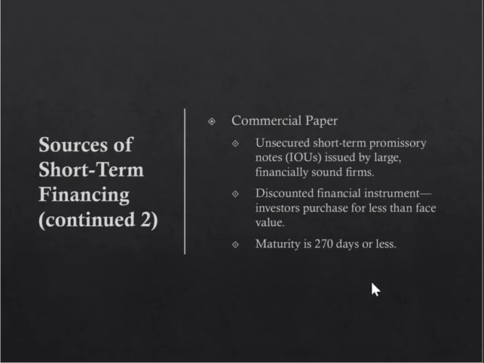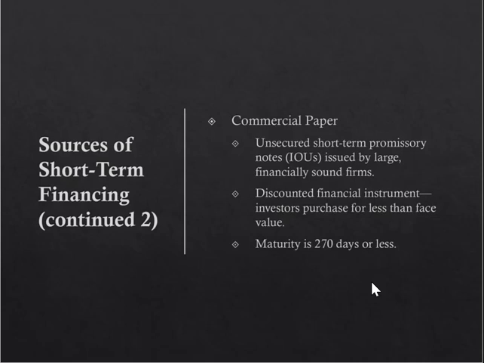Bigger companies can use commercial paper. Commercial paper is unsecured short-term promissory notes issued by large financially sound firms. They're traded actively in Chicago and New York, and a lot of companies, mutual funds, will utilize commercial paper as the primary asset within money market funds. These are discounted financial instruments, so they're purchased at less than face value.